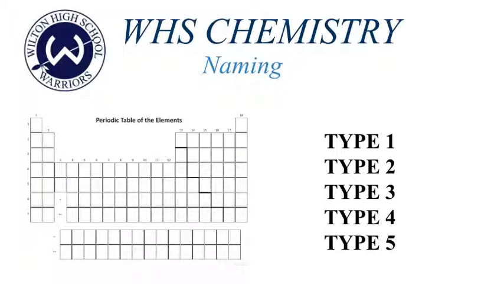Hi guys, in this video we're going to be learning about naming. In chemistry, when we have two or more elements, we form compounds, and there are different ways that we name these compounds with their chemical formulas. We have type 1, type 2, type 3, type 4, type 5, and with these different types, there are different rules. So let's get started.